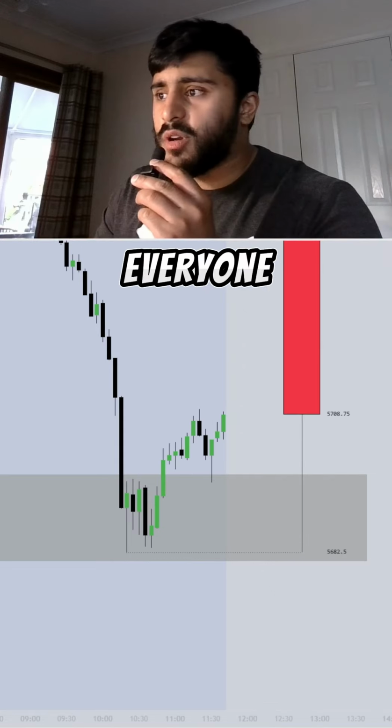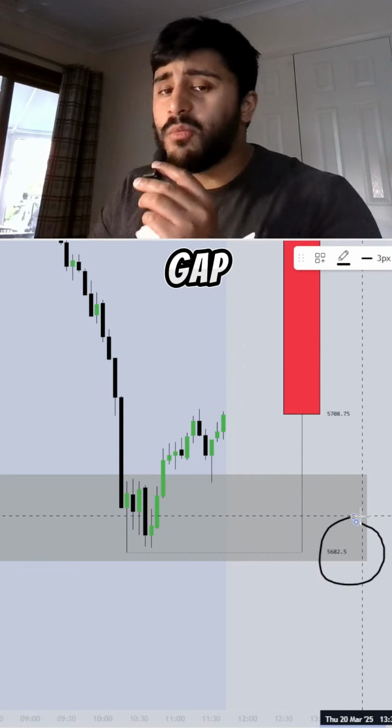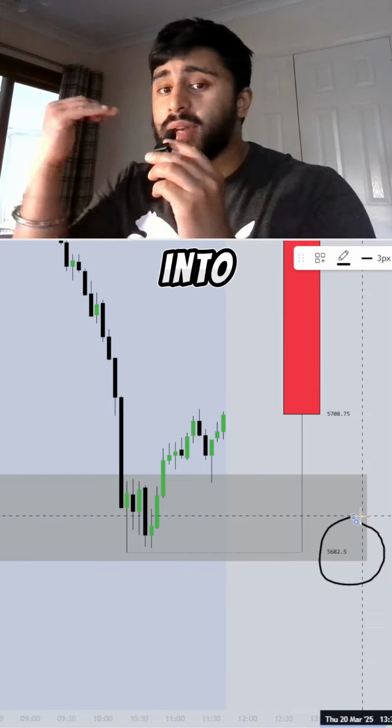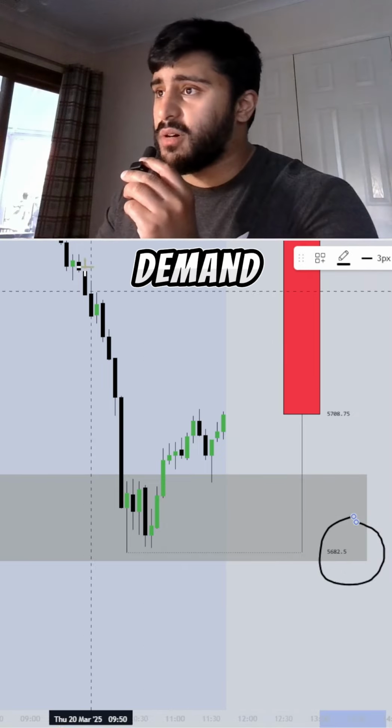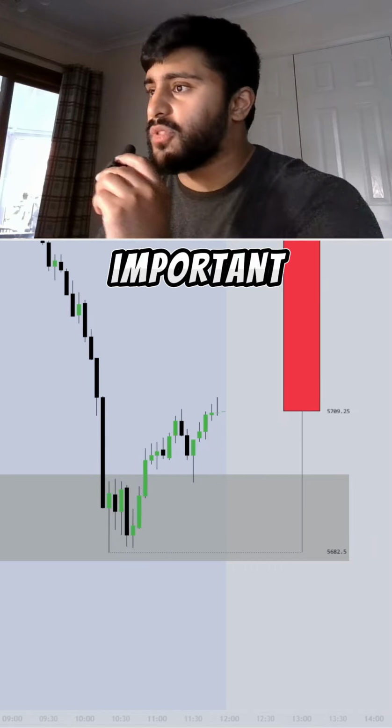The thing I'm looking for, as everyone knows, is a 15-minute fair value gap. We are looking for the low of the day to tap into an area of support or an area of demand, right? This is the first and most important thing you're looking for.